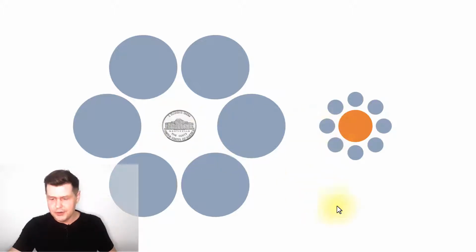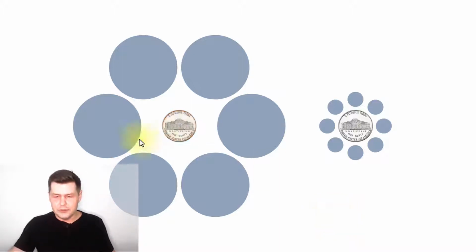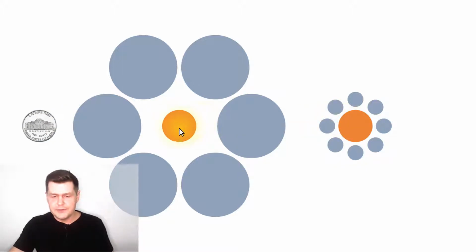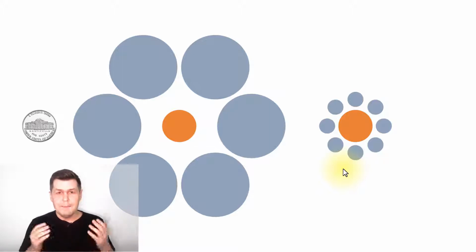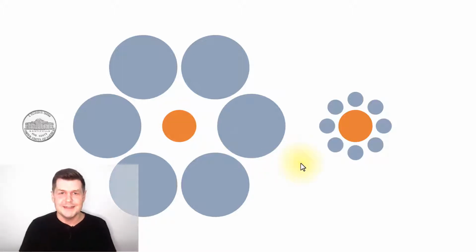Now I'll put it over this orange circle and see if it's smaller or the same size or bigger. So I'll move it over here. And we can see it's the same size. So actually, both of these circles, both of these orange circles, are the same size. So both the left orange circle and the right orange circle are equal in size. But this orange circle looks bigger than this orange circle, doesn't it?